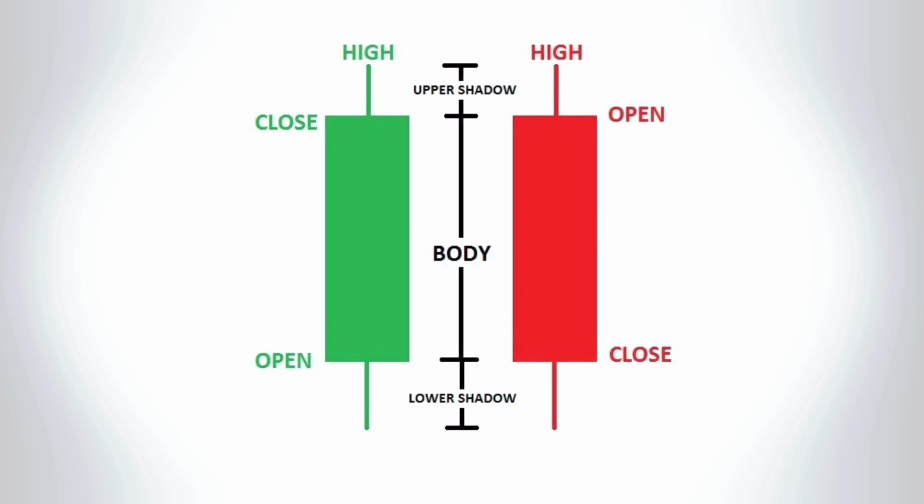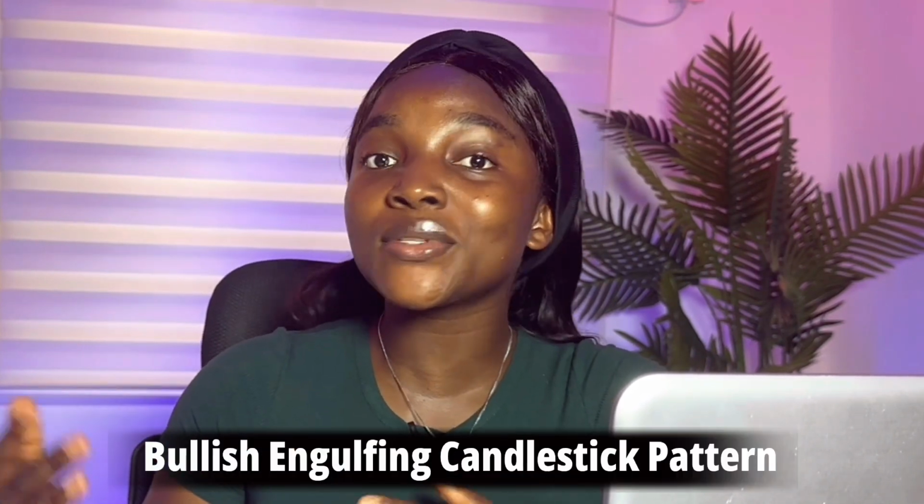The high price, that's the highest point price reached during the time period. And the low price, that's the lowest point price reached during the time period. By analyzing bullish candlestick patterns, traders can predict trend reversal or continuation, helping them make informed decisions in the market. Without further ado, let's start discussing the top bullish candlestick patterns, starting with the bullish engulfing candlestick pattern.